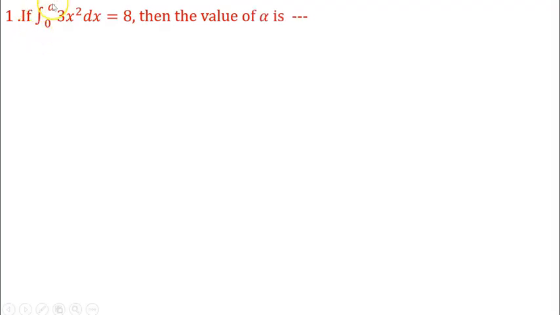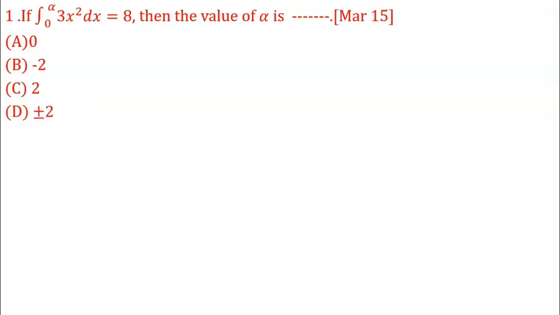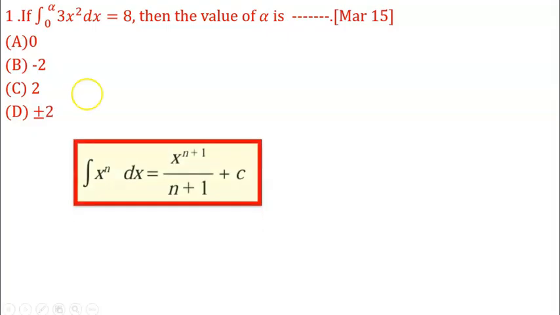The first multiple choice question. First question: integral 0 to alpha 3x square dx is equal to 8, then the value of alpha is. This question was asked in March 15 examination. First option A is 0, B is minus 2, C is 2, D is plus or minus 2. Now we'll solve this example.